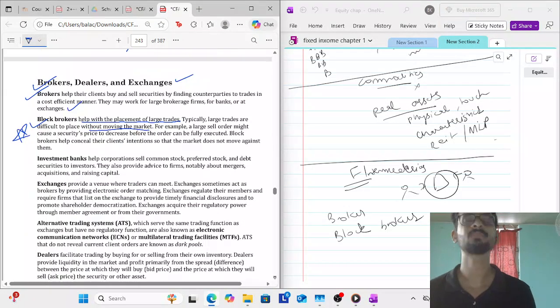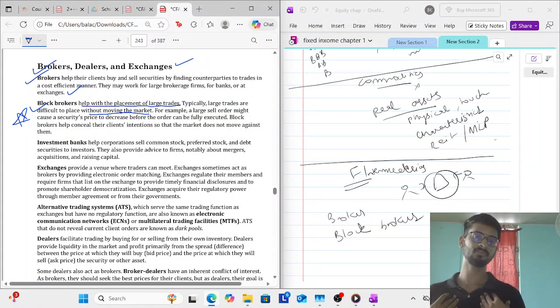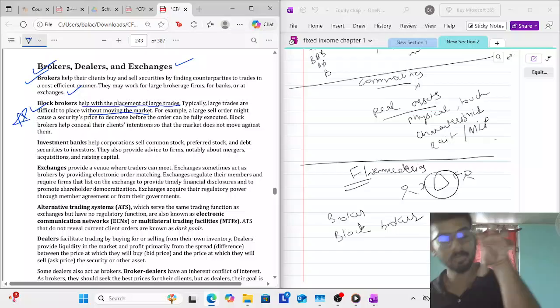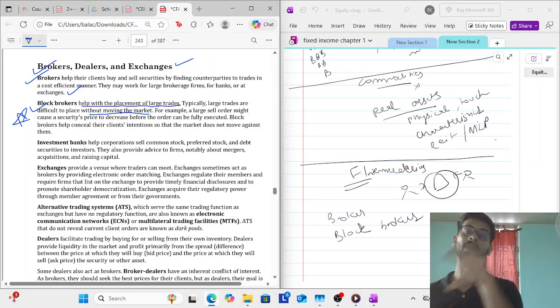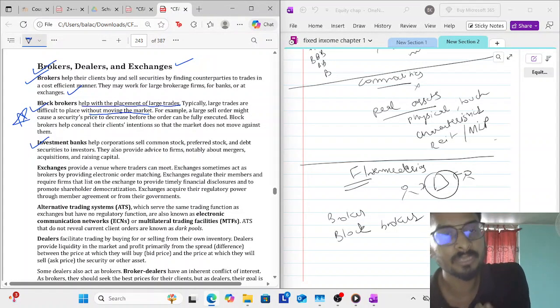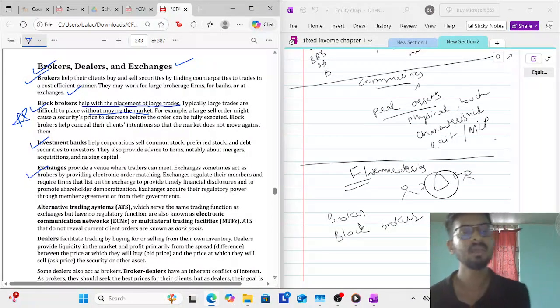Now there are investment banks. Investment banks help in mergers and acquisitions, and in issuing securities. Say I'm a private company and I want to raise an IPO, I should receive at least 75% of the application. If I receive only 50%, for the remaining 25%, the investment banks are the ones who step up and help achieve it by underwriting to 75%. Okay, so let's read it out. Investment banks help corporations sell common stock, preferred stock and debt securities to investors. They also provide advice to firms, notably about mergers, acquisitions and raising capital. So this is what the investment bank does.